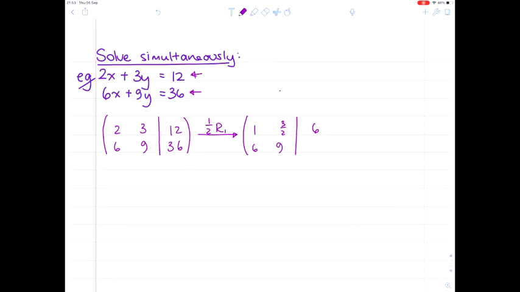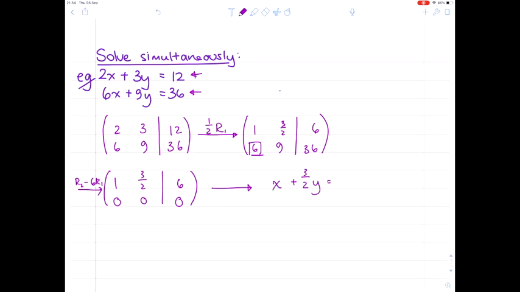Not doing anything to the second row. Now again we're working to get rid of the 6, so let's say row 2 minus 6 row 1, so we don't change the top row, and what we get is a 0, 0, 0. And what this is saying is we have one equation which says x plus 3 over 2y is equal to 6, and 0 is equal to 0 for our second equation.